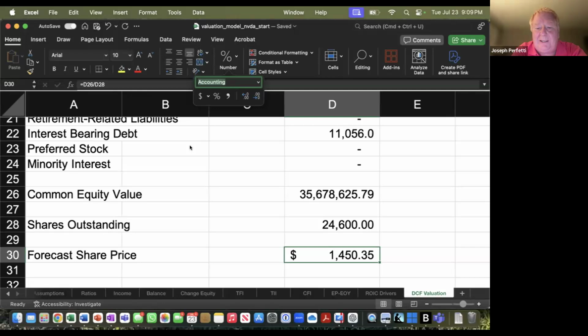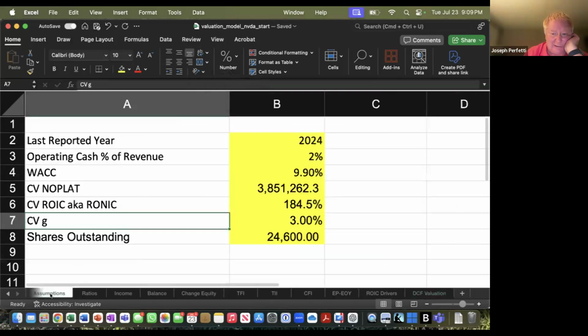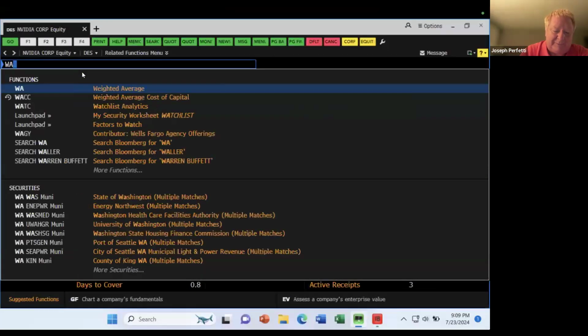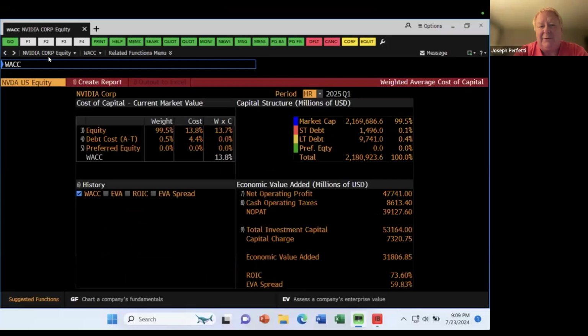All right, let's start making this model, which can be used for any company, a little bit more realistic. Here's our next step in our process. I need assumptions to have a more recent WACC. 9.9 was a random number that we started with in the model. I need a current WACC for Nvidia. So Bloomberg, WACC. Here is today's WACC for the company.